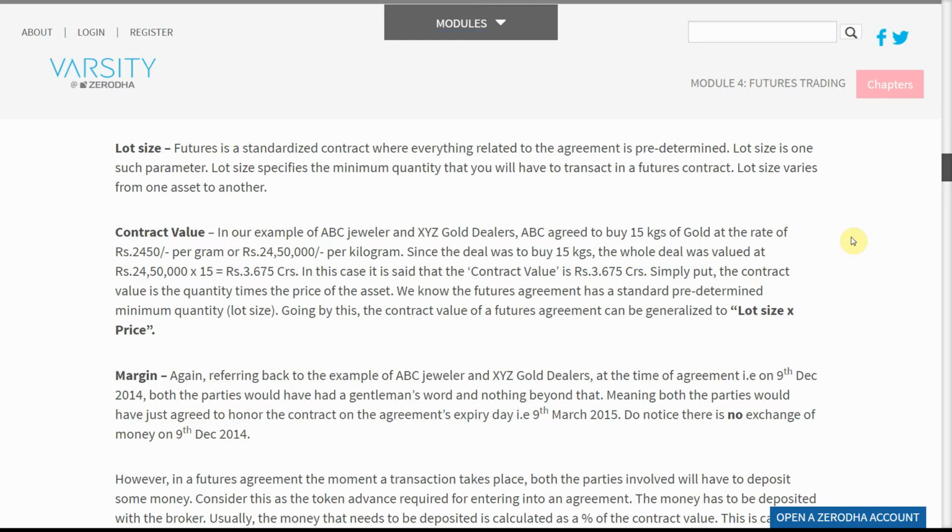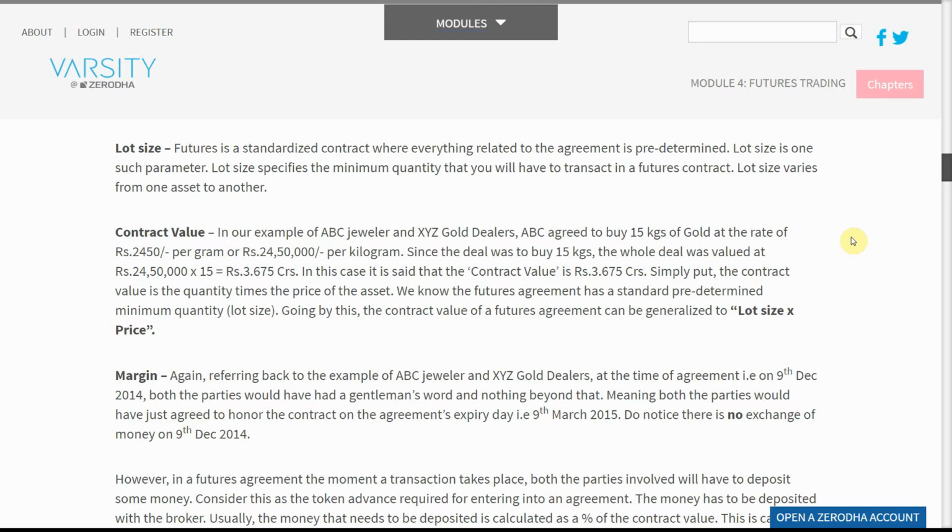Contract value. In our example of ABC Jeweler and XYZ Gold Dealers, ABC agreed to buy 15 kgs of gold at the rate of 2,450 rupees per gram, or 24,50,000 rupees per kilogram. Since the deal was to buy 15 kgs, the whole deal was valued at 24,50,000 by 15 equals 3.675 CRS. In this case, it is said that the contract value is 3.675 CRS. Simply put, the contract value is the quantity times the price of the asset.